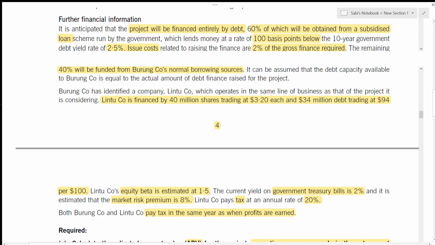Let's read it further, right? Linto company is financed by 40 million shares trading at 3.2. That means equity is there, and 34 million debt trading at 94 per 100. Debt is also there. Linto company's equity beta is estimated at 1.5. That means we have to find the asset beta of this Linto company, and then using CAPM, find the cost of equity, right?